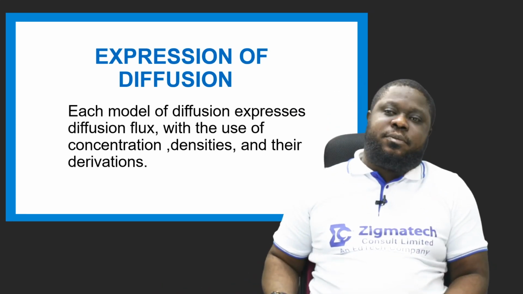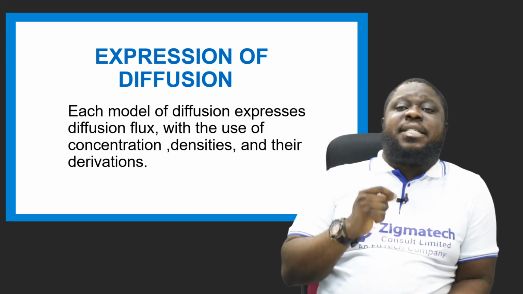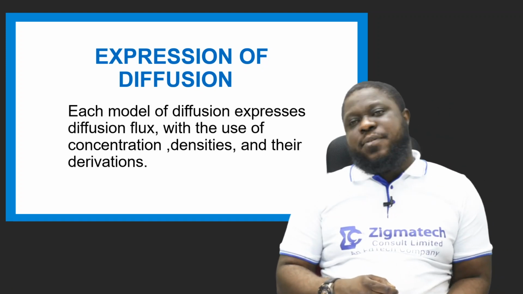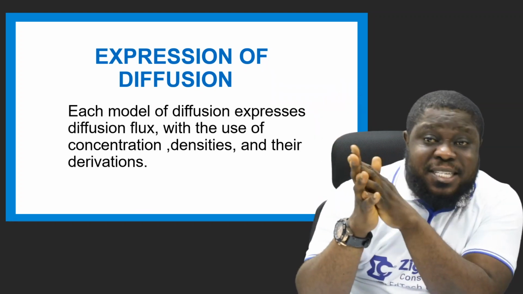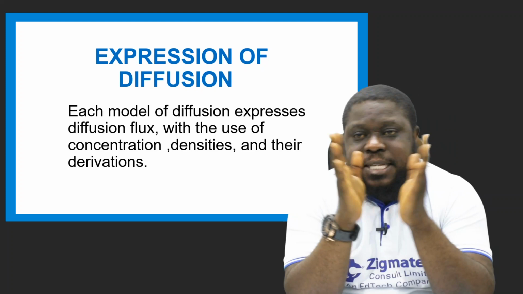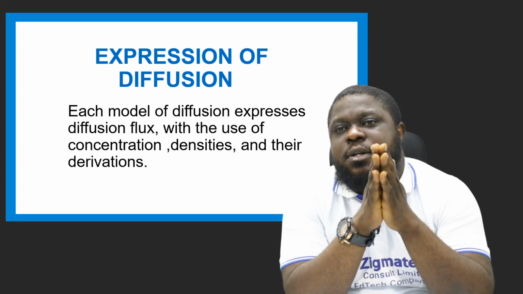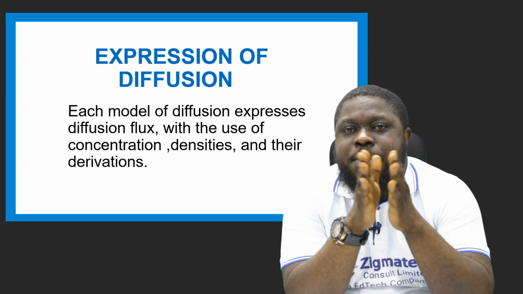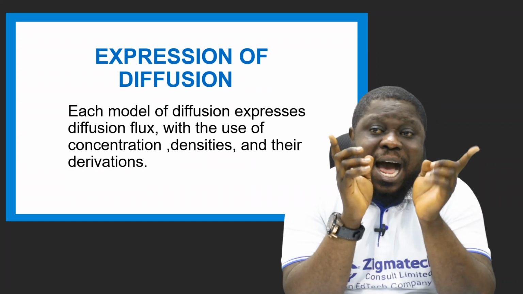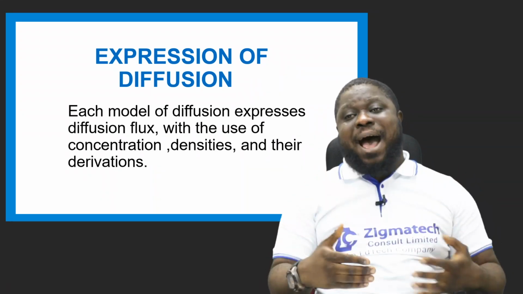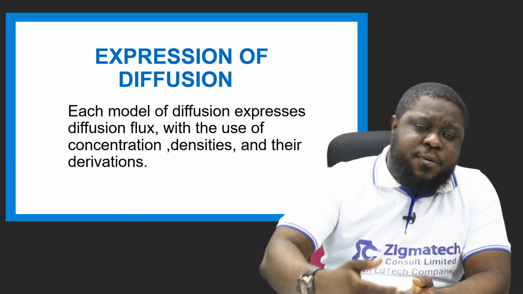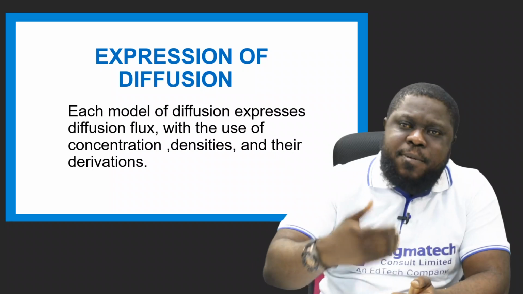Now, expression of diffusion. Each model of diffusion expresses diffusion flux with the use of concentration, densities, and their derivation. Diffusion flux means the quantity and their direction. So each model of diffusion expresses how the molecules come out in bulk and how they move with the use of concentration, either high or low, depending on their mass, which is the density, and their derivation, from which kind of gas, which type of fluid, what type of molecule.